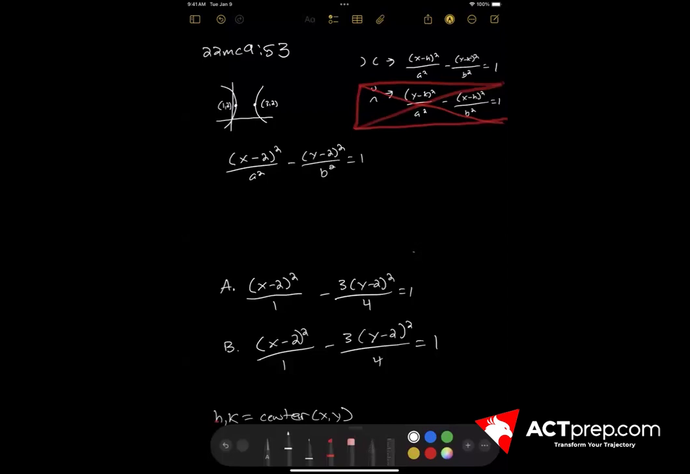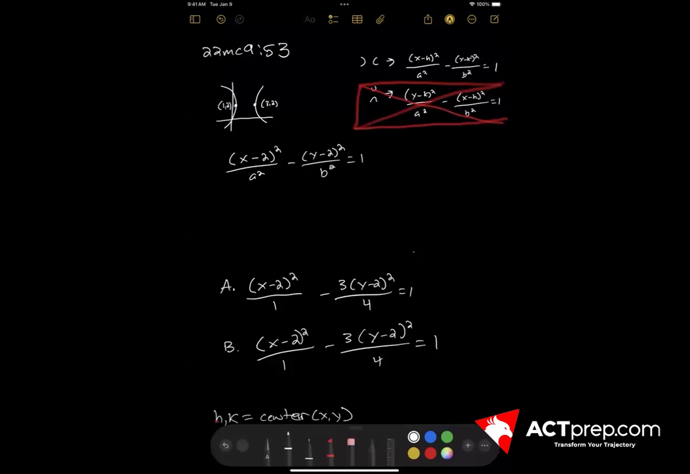I don't recommend that most students attempt to learn the equation of the hyperbola or learn how to use it. It is more complicated, and so only learn this if you are attempting to score a 32 or above. For everybody else, just skip this question and move on to the next.